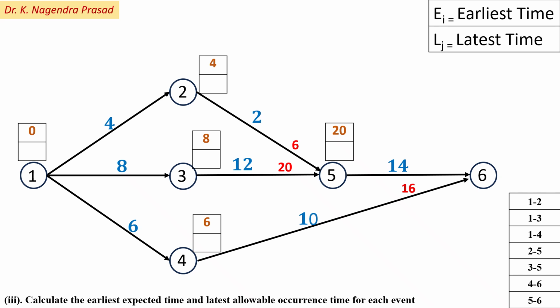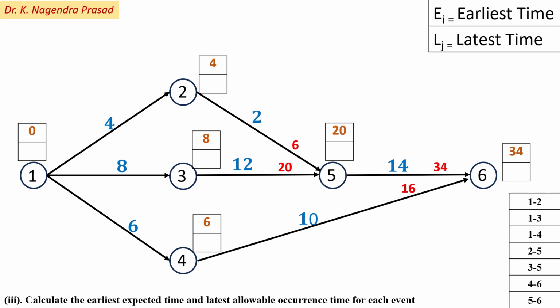And next we have to look at activity 5 to 6. For activity 5 to 6, the start is at event 5, that is 20, and the finish time is 20 plus 14, 34, at event 6. So which is 34. Among 34 and 16, the maximum time we consider as the earliest finish time. So the maximum is 34. So we have to consider 34 as the finish time at event 6.